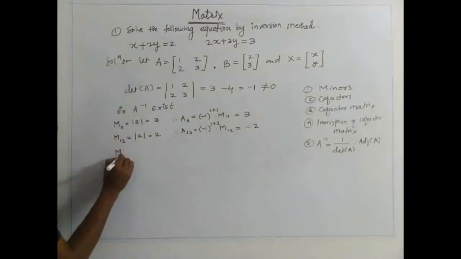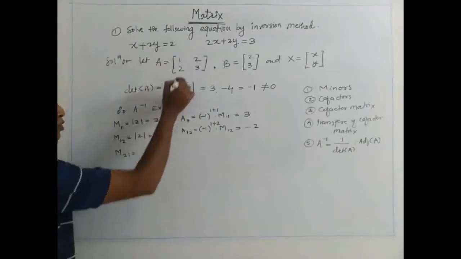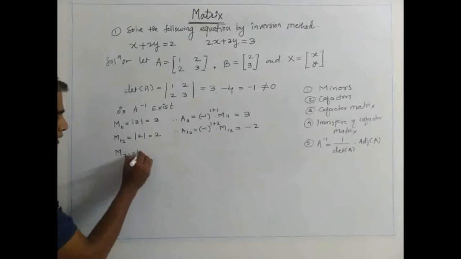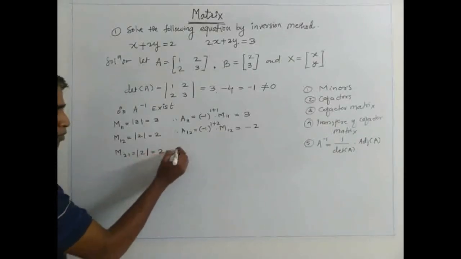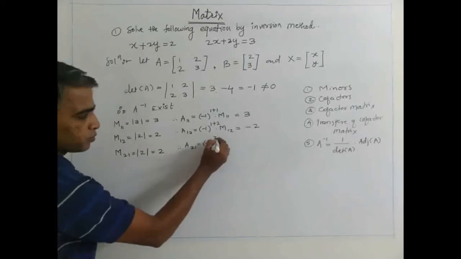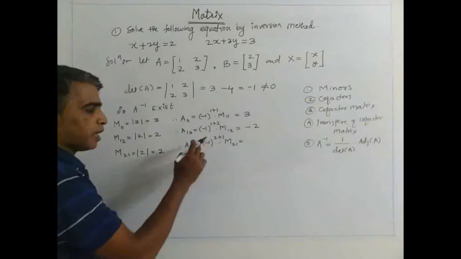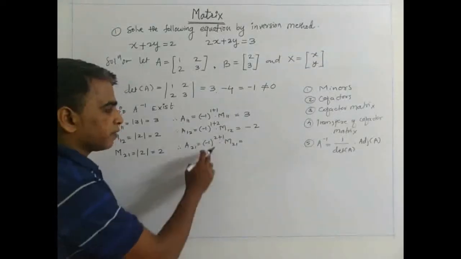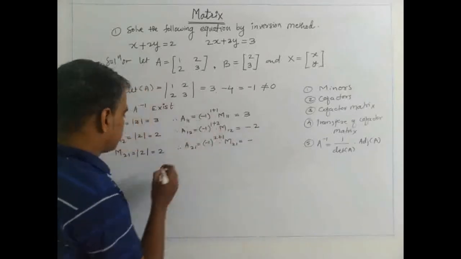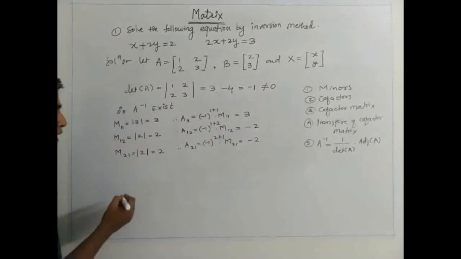Next is M21. M21 means second row, first column. This is the second row, first column value. Delete the respective row and column, and we get determinant 2, and the determinant of 2 is 2. Therefore A21 is equal to minus 1 raised to 2 plus 1, into M21. Now 2 plus 1 is 3, which is an odd power, so we get a negative sign. And the M21 value is 2, so we get minus 2 as the answer.